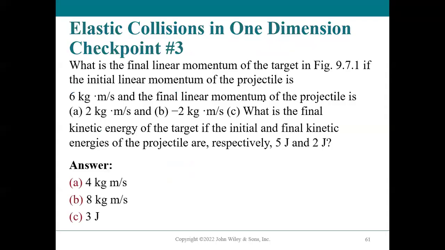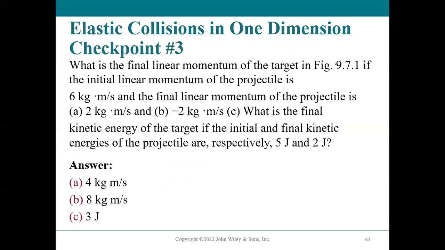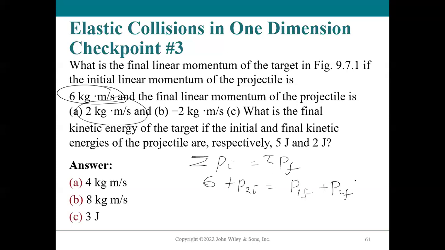Okay, what is the final linear momentum of the target in this picture? If the initial linear momentum of the projectile is 6 kilogram meters per second, and the final linear momentum of the projectile is 2 kilogram meters per second. It means that the total momentum at the initial condition will be the same as the total momentum at the final condition. For example, this one is 6, and then P2 initial, then P1 final and then P2 final.